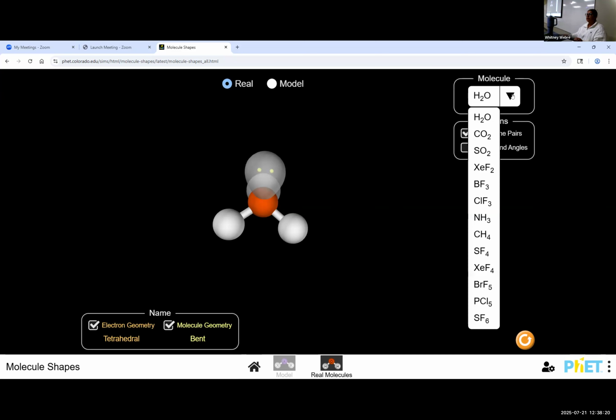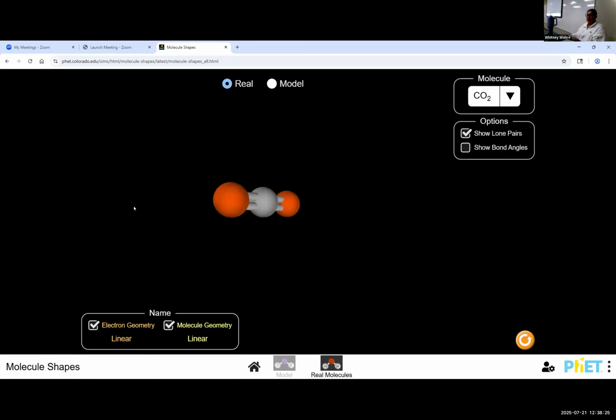Let's see what else they have. Oh, they have CO2. So CO2 has 2 things attached, and that one's probably the simplest one because if there are 2 things attached, it's always going to be linear. If there's 1 thing attached, it's also linear, just so you know. But because there's no lone pairs on the central atom, both the electron geometry and molecule geometry will be the same answer. So both will be linear. So for CO2 on page 1, you will put linear and linear.